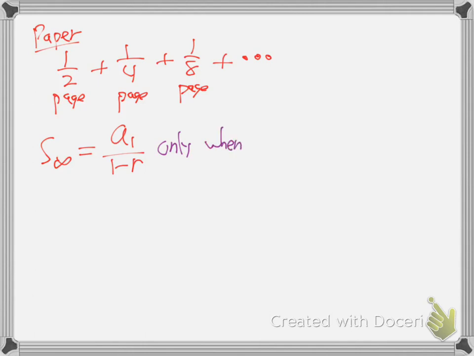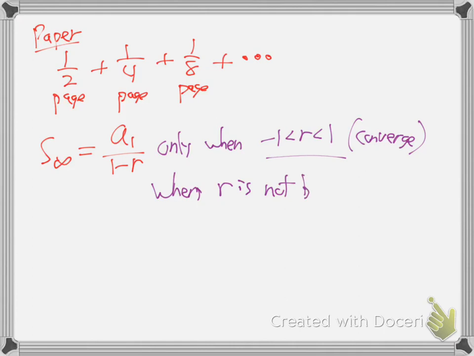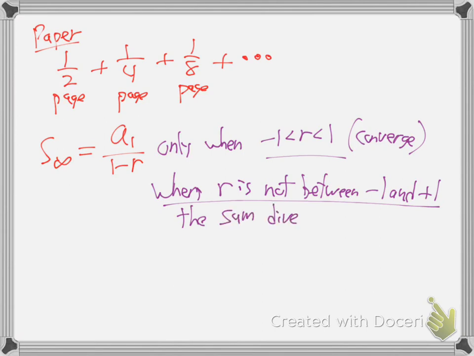Only when R is between -1 and +1. That's when you can get an answer and the series is said to converge. Converge means settles on an answer. When R is not between -1 and +1, the sum diverges, which means it heads off to infinity. It doesn't settle. No finite answer.